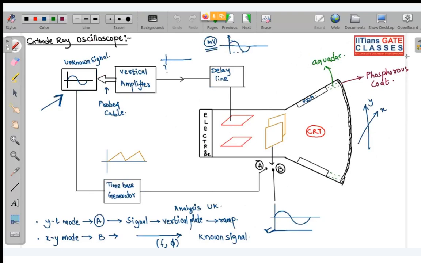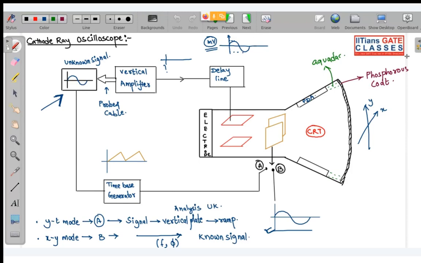YT mode is used for measurement of peak value, RMS value, average value, time period, and frequency.